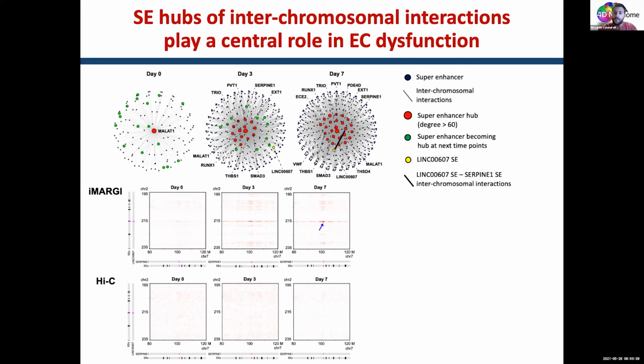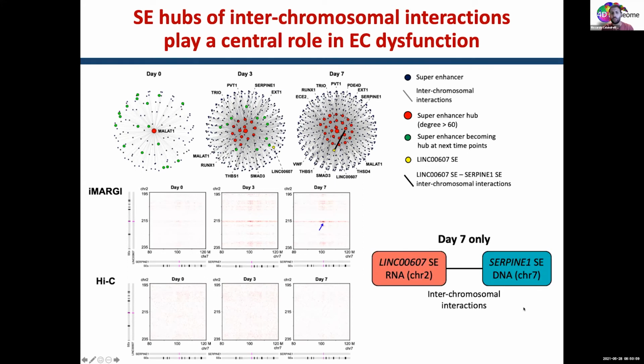So this would mean that we could hypothesize a model where interchromosomal RNA-DNA interactions activate critical genes in the target genomic regions, and this would contribute to EC dysfunction. Now, the last step would be to test this model.